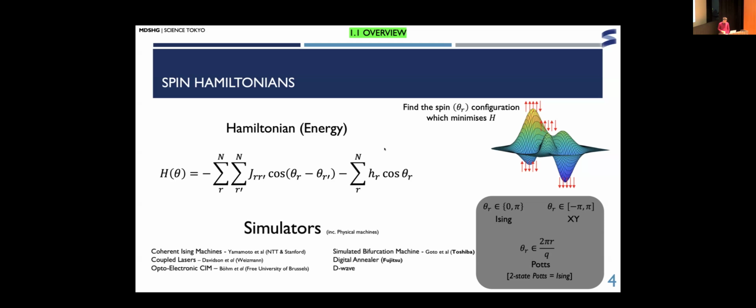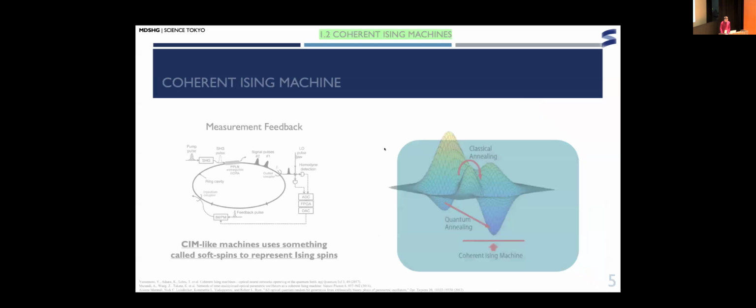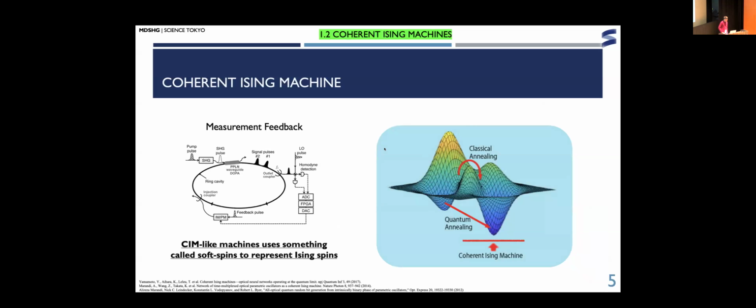To do this, there have been several simulators and physical machines proposed all around the world: Coherent Ising machines, coupled lasers, D-Wave as well, digital annealers, simulated bifurcation machines, and so on. But in this talk, I'm going to focus on the Coherent Ising machine specifically. So what is a Coherent Ising machine? It is basically a network of coupled OPOs, DOPOs, degenerate optical parametric oscillators.